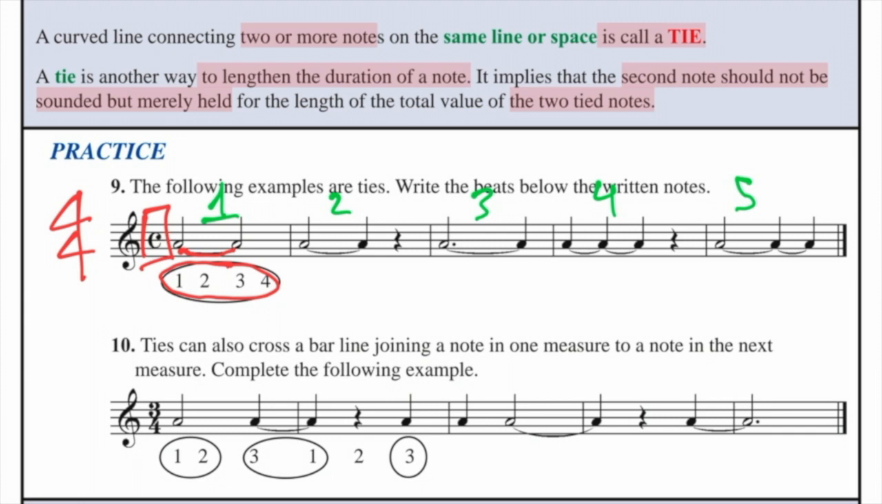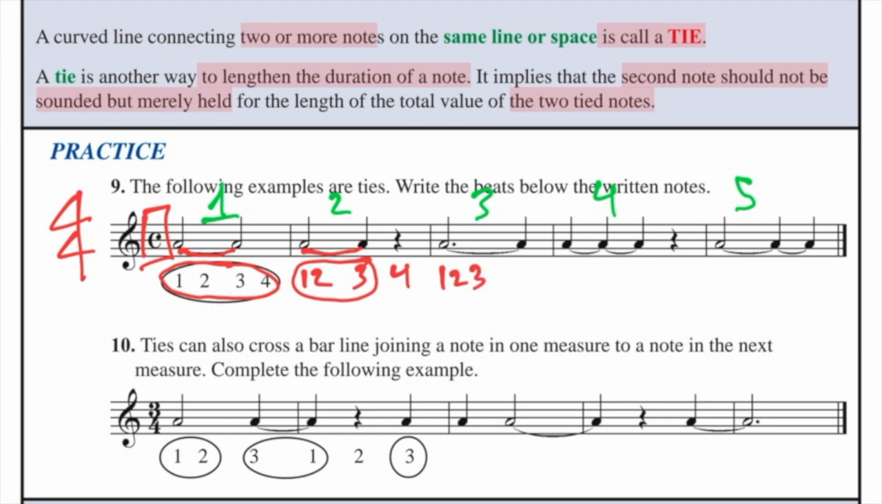In measure number 2, we have a half note, 2 beats, then a quarter note, and because we're in a 4/4 time signature, we will count it out as 3, and then a quarter rest, 4. Because of the tied note, we're going to put 1 circle, which connects the half note to the quarter note, giving it 3 beats.